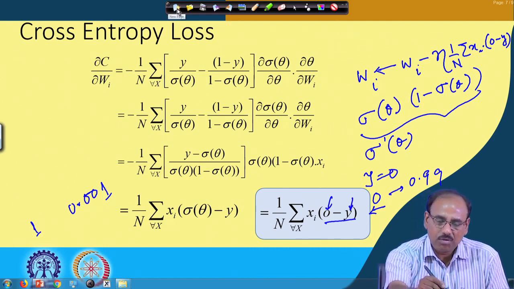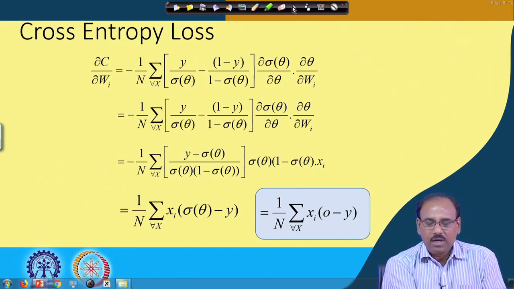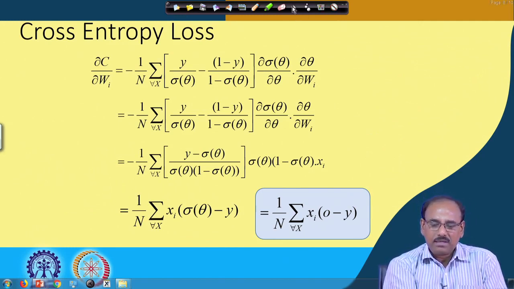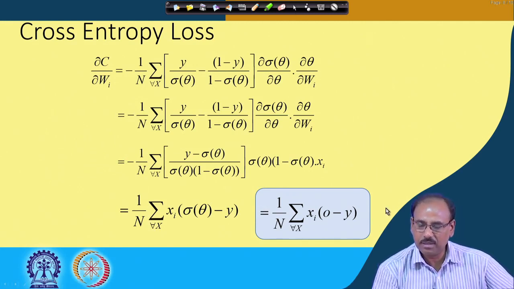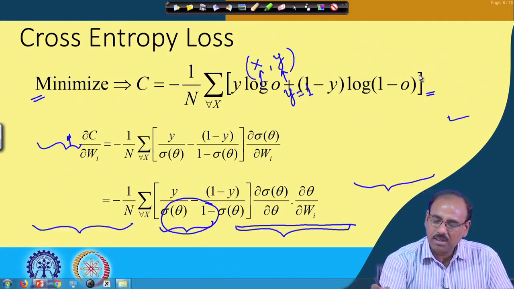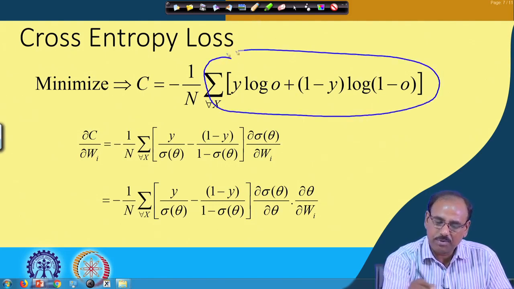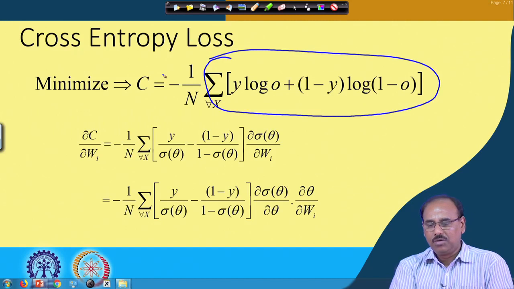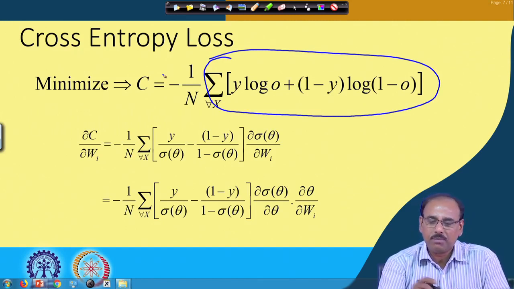So, this is what we have got in case of a binary classifier or a 2-class problem, and this cross entropy that we have defined as given by this term is what is known as binary cross entropy, that is y log O plus 1 minus y log 1 minus O. This is what is known as binary cross entropy.